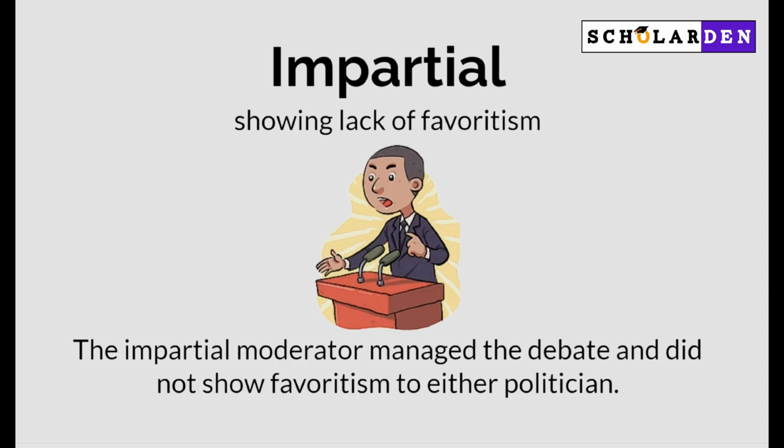Impartial. If you are impartial, you don't show any favoritism. You're neutral. The impartial moderator managed the debate and did not show favoritism to either politician. Or we could say judges in courts are supposed to be impartial. They should not be biased.